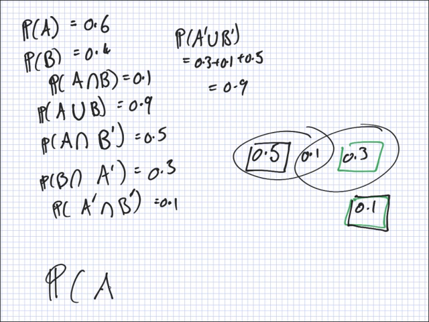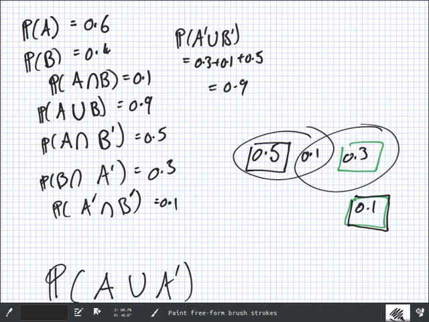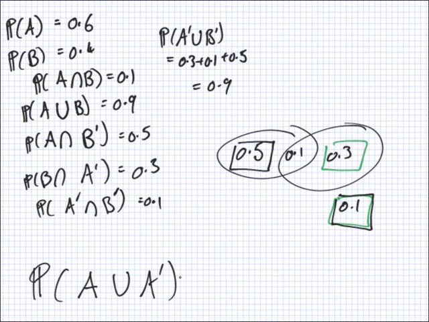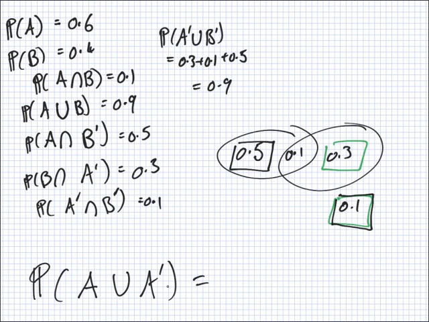Probability of getting A or not A. Yeah, that's or. No, I never said that. Intersection is and. I said that several times. What's this one? A or not A? It's 1. But let's write down the numbers.